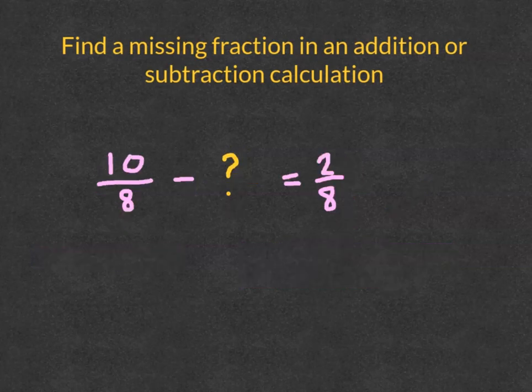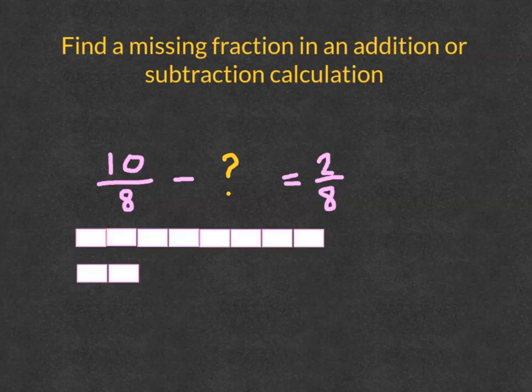Here's another calculation where we need to find the missing fraction. Except this time, it's a subtraction calculation. 10/8 take away a fraction will leave you with 2/8. Again, the denominator stays the same, and it's really only the numerators that we're focusing on. 10 take away what will give you 2. There's 10 parts, and now we just want to be left with 2 parts. We have subtracted 8 parts.